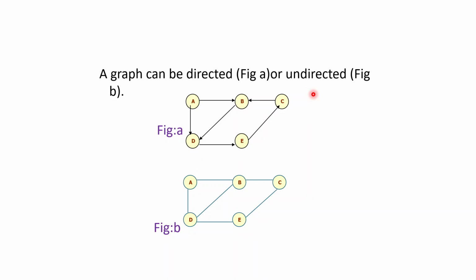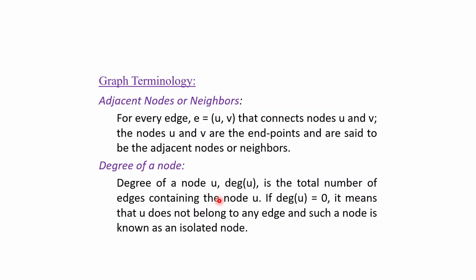So a graph can be directed or undirected. It's simple. If you have direction in the graph, that's called directed. If there is no direction, it's an undirected graph. So here are the graph terminologies. The first one is adjacent nodes.